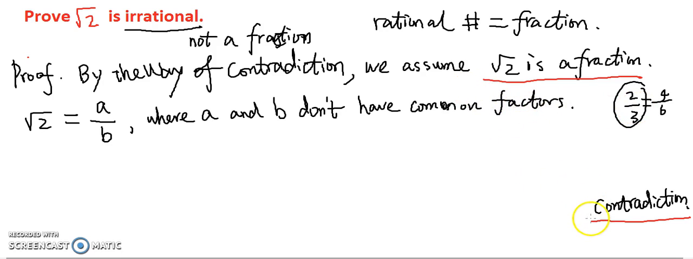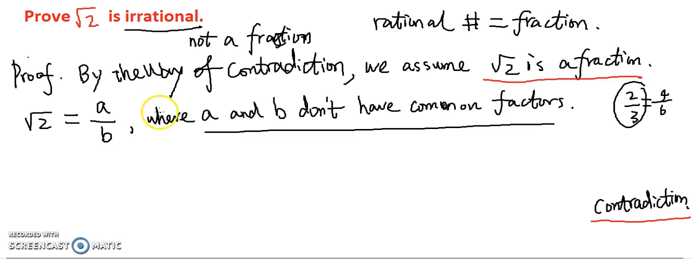And the contradiction we're trying to get is going to be like that. When we pick the fraction, we make sure a and b don't have any common factors. But after we do some algebraic work, we're going to find out that actually they have some common factors. That's the contradiction we get. Okay, so let's square both sides.